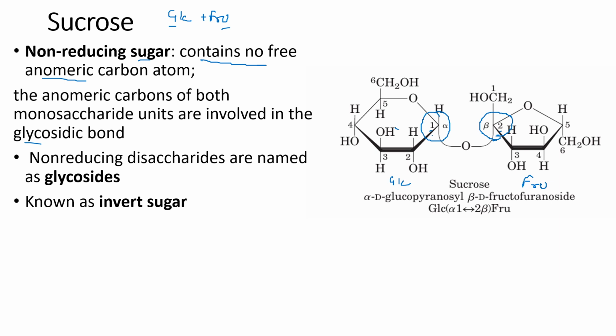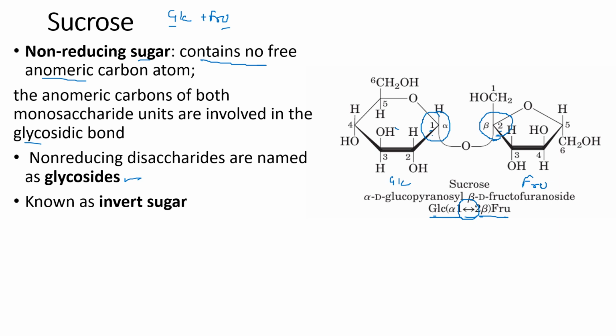Now the linkage is alpha 1 of glucose and beta 2 of fructose. And because both the carbons involved in this are anomeric in nature, you see it is represented by a double-headed arrow. So it is a non-reducing sugar, and the non-reducing disaccharides are named as glycosides.